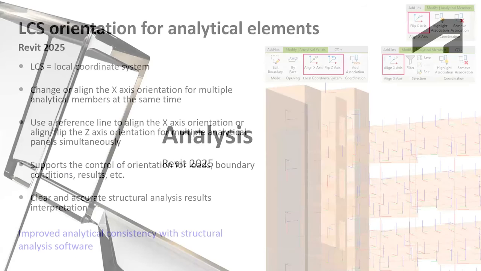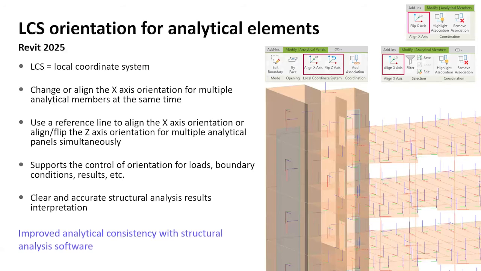Speaking of analysis, on the structural side, Revit 2025 can use the local coordinate systems for analytical members and panels, and to align axis orientation directions when dealing with structural analytical models. So you can change this axis and better unify your view of the analytical model. So improved analytical consistency with structural analysis software.